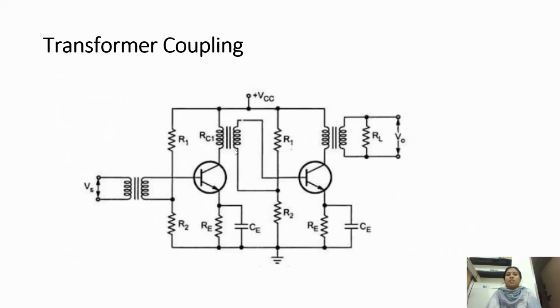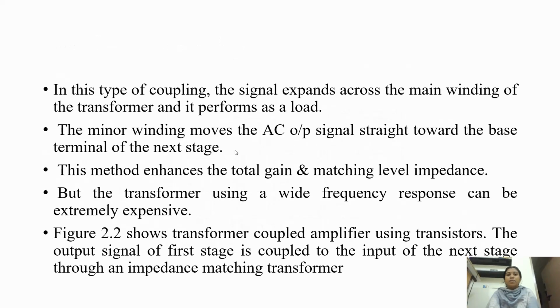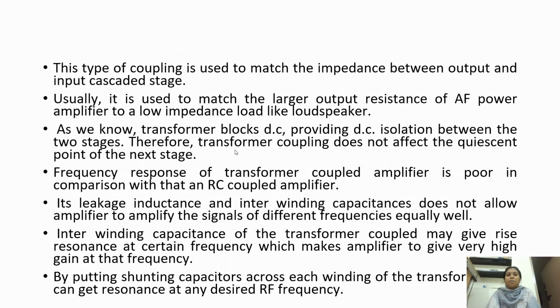The second method is transformer coupling. This is the transformer coupling method using transistors, and the output of the first stage is coupled to the input of the next stage through proper impedance matching transformers. In this type of coupling, the signal develops across the primary winding of the transformer, which performs as a load. This method enhances the total gain and impedance matching. This is the advantage over the RC coupling method, but a transformer with a wide frequency response can be extremely expensive.